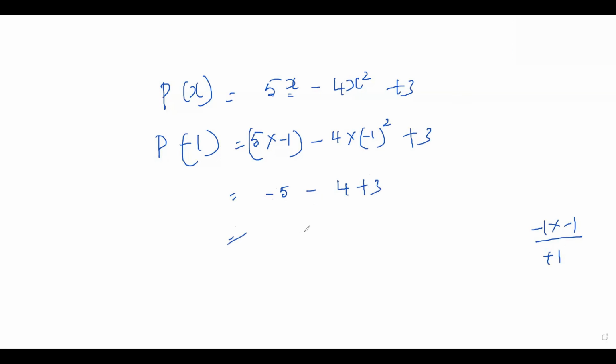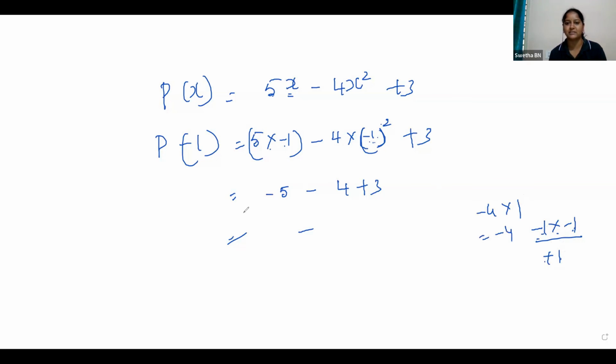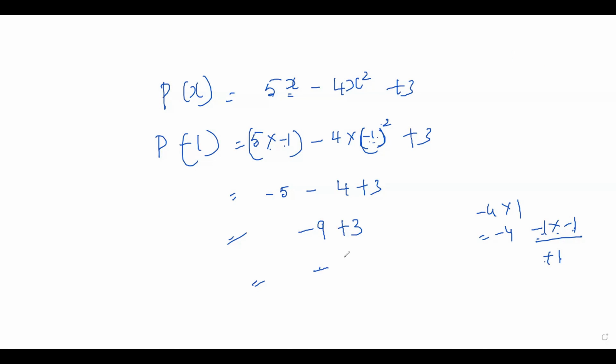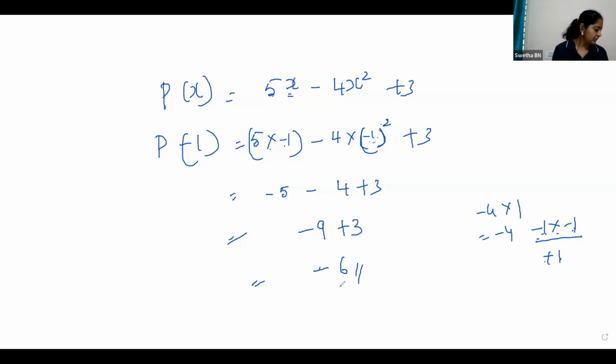But the minus sign will change, I think, ma'am. Minus into minus is plus. But here we are taking square, minus 1 square. Don't get confused. Here you have only minus 1. So 5 into minus 1 is minus 5. Here 4 into minus 1 square. That's why I did minus 1 into minus 1. Minus minus becomes plus 1. So minus 4 into 1, it is minus 4 plus 3. So did you get it? Yes, ma'am. It will be minus 6.